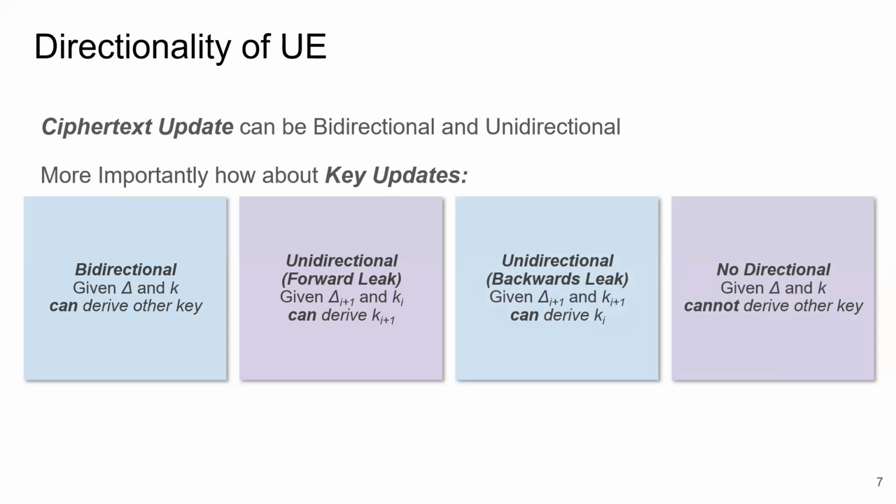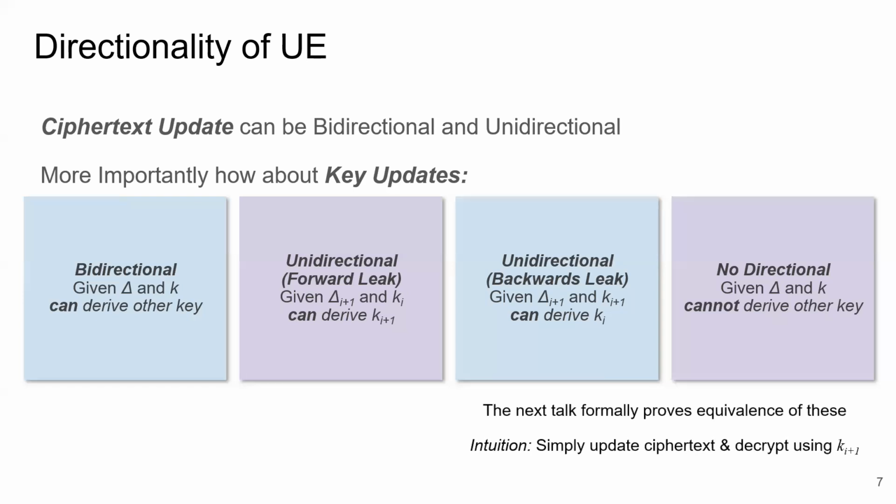So the nicest thing you would think is to build a construction in the no directional setting where you don't have any of this leakage, but that's maybe a bit hard. So we can actually concentrate on the backwards leak setting and define a scheme here. And you'll see in the next talk, Jaejin will talk about how these are actually equivalent.